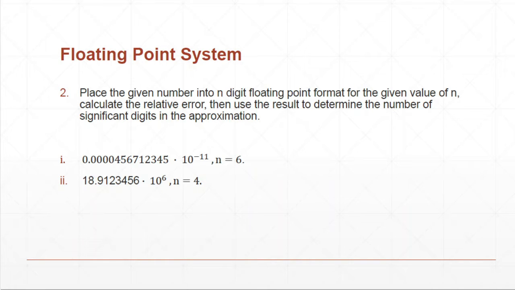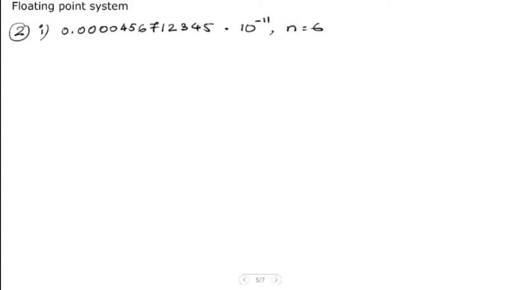In this section, we are going to solve another example on floating point system. And here we have the question: place the given number into n-digit floating point format for the given value of n. Calculate the relative error, then use the result to determine the number of significant digits in the approximation. And we're given two examples here to be done. So at first, what we're supposed to do is convert this into floating point format. So here we have the number written, and we have to convert this into the floating point format.